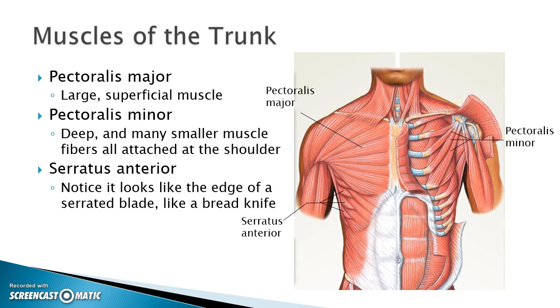Then the next one is the serratus anterior. And serratus means serrated, like a bread knife, a serrated blade. And so these muscles here are the serratus anterior, and you see it kind of looks like that bread knife. But if I look over here, I also see the serratus anterior. But on this side, it really doesn't look like the serrated blade. And that's because that external oblique has been cut away. So when we see the external oblique interacting with the serratus anterior, it gives us that appearance.